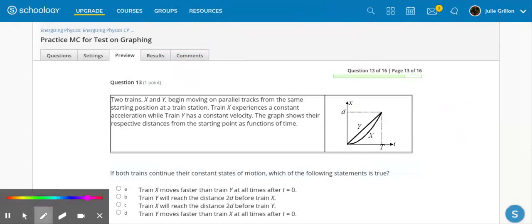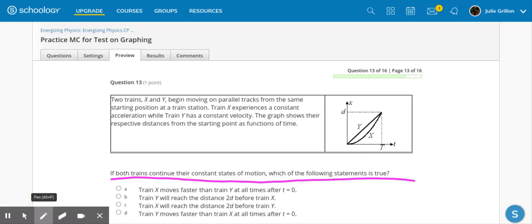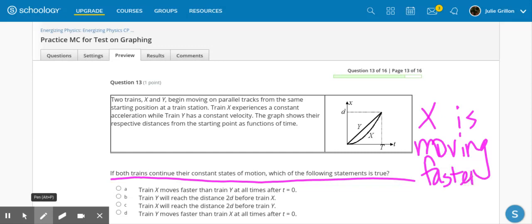Okie doke. Two trains, X and Y, are moving on parallel tracks from the same starting position. This is the same thing. We've had this before. So if both trains continue with the constant state of motion, which is true, remember we knew that X is moving faster than Y. That was a few questions ago. Okay, at time t.